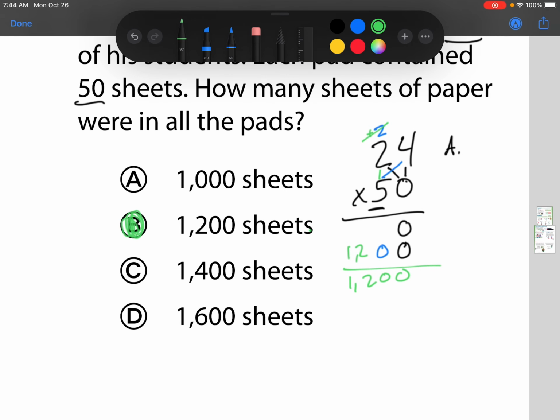That's it for lesson 4-9. Congratulations, guys, on getting through your multiplication.